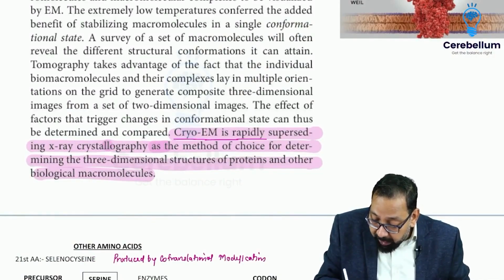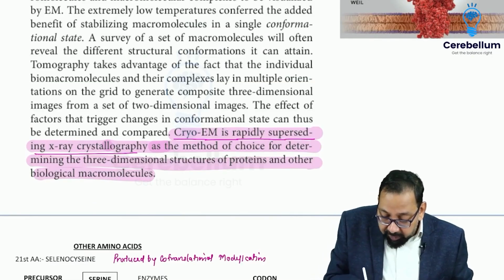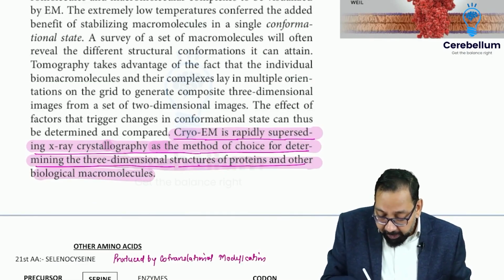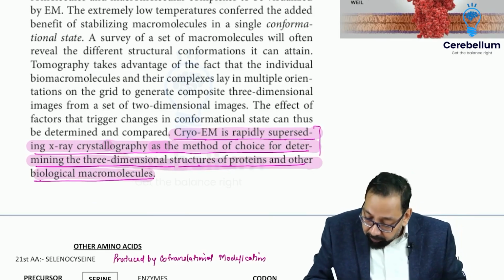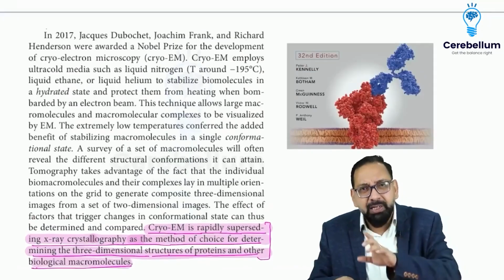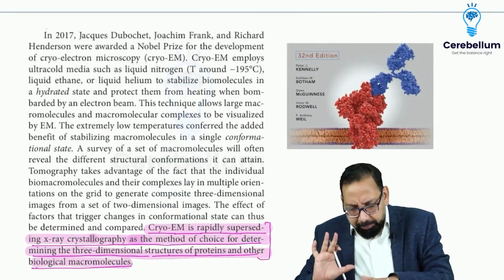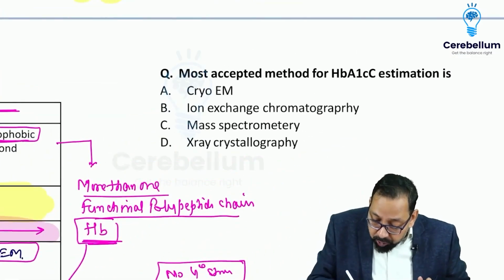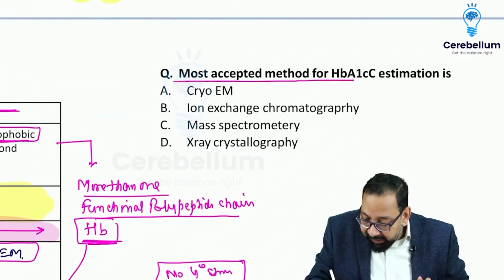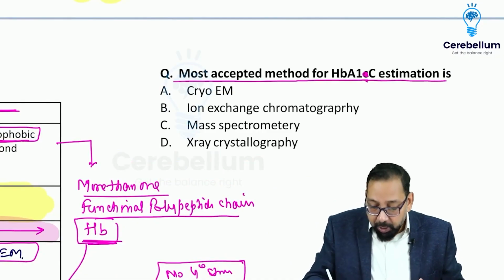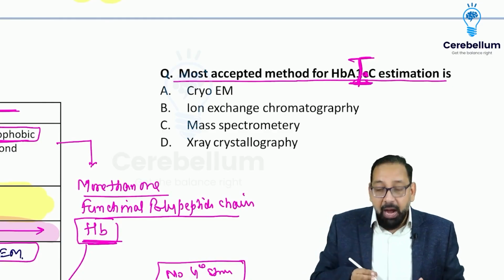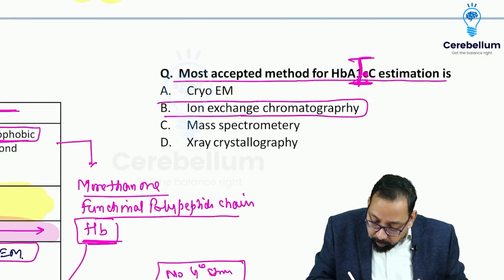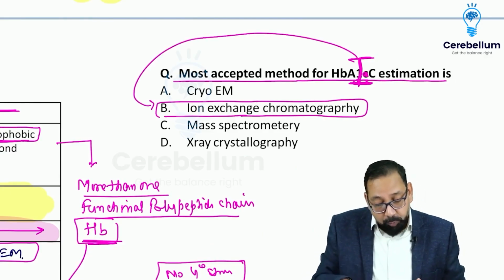I will tell you a line from Harper and you will decide according to that in questions. Cryo-electron microscopy is rapidly superseding X-ray crystallography as the method of choice for determining the 3-dimensional structure of proteins and other biological macromolecules. I have given you these lines. When the question is asked, they will definitely give some hint in modified language. You will be able to recognize this: cryo-electron microscopy. A question is asked, the most accepted method for HbA1c estimation is ion exchange chromatography.